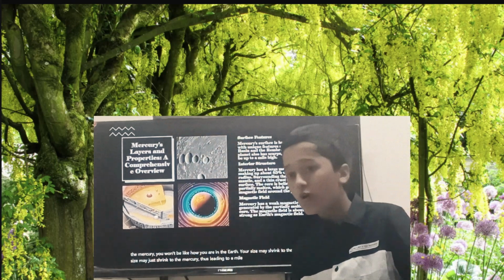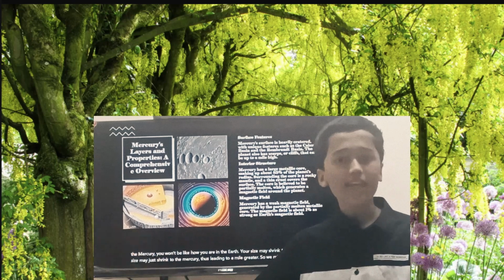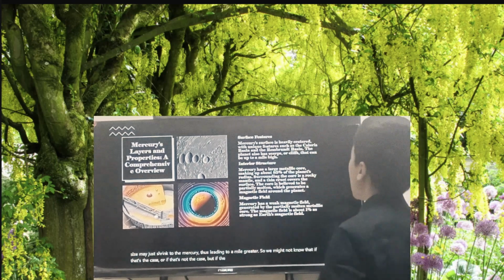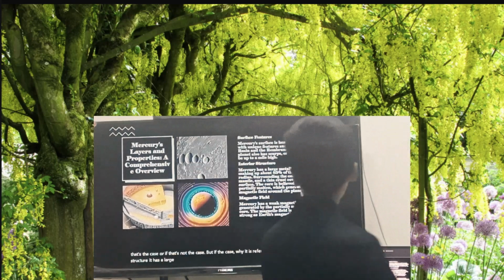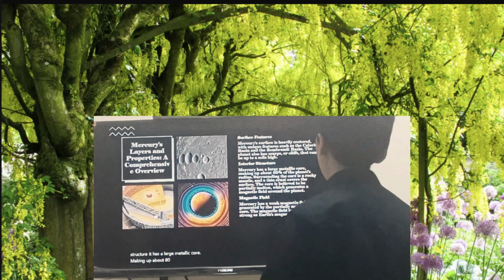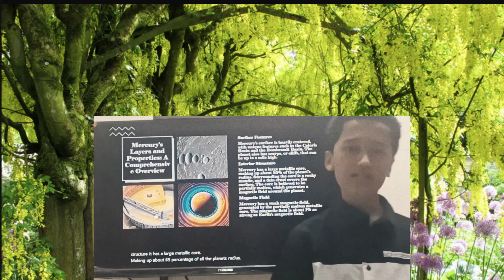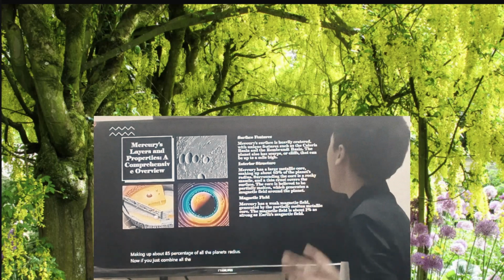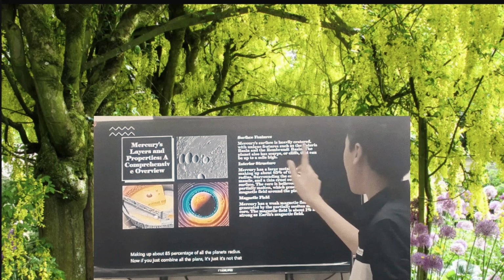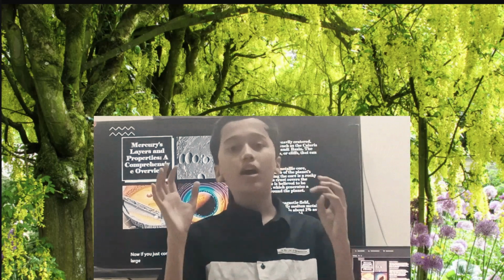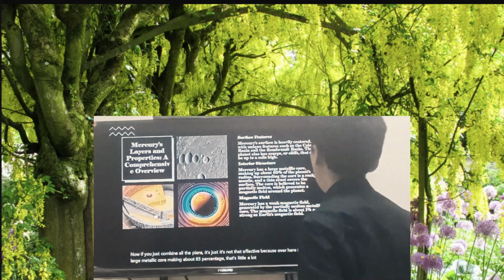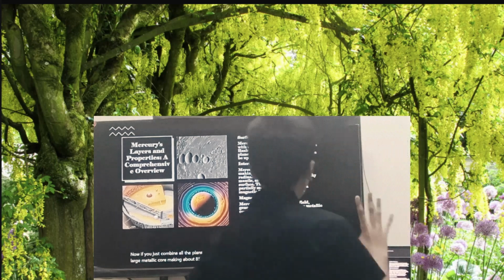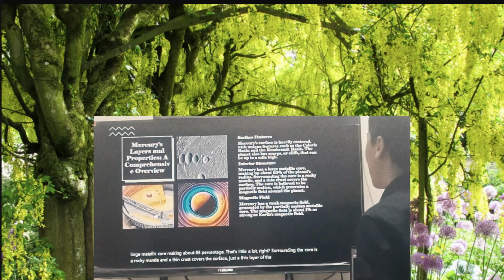We might not know if that's the case or not, but it is the case why it is referred to here. Now, interior structure. It has a large metallic core, making up about 85% of the planet's radius. If you compare it with all the other planets, it's not that effective, because over here it has a large metallic core, making about 85%. That's a lot, right? Surrounding the core is a rocky mantle, and a thin crust covers the surface, just a thin layer of crust. The core is believed to be partially molten.